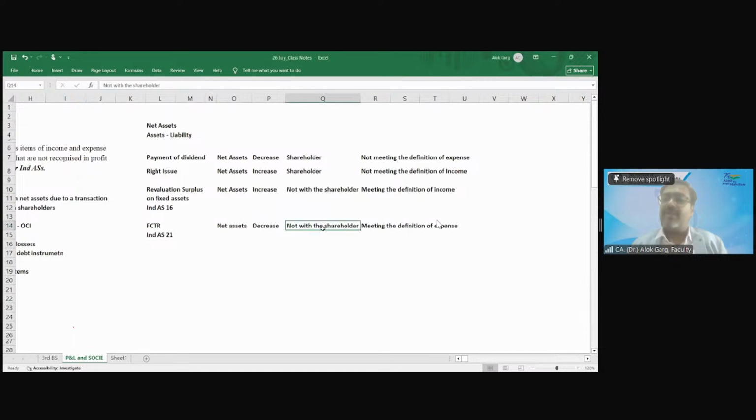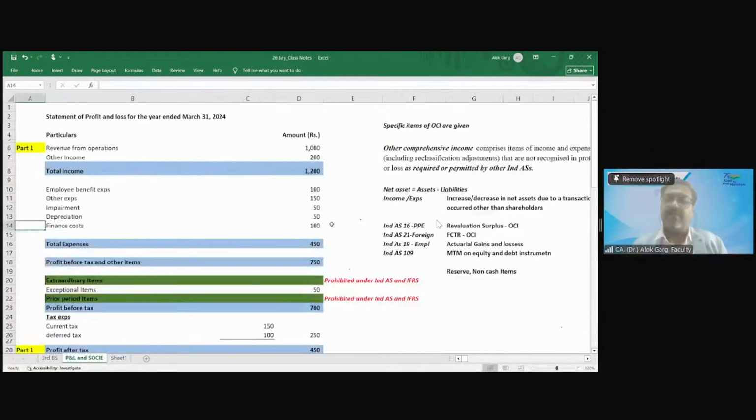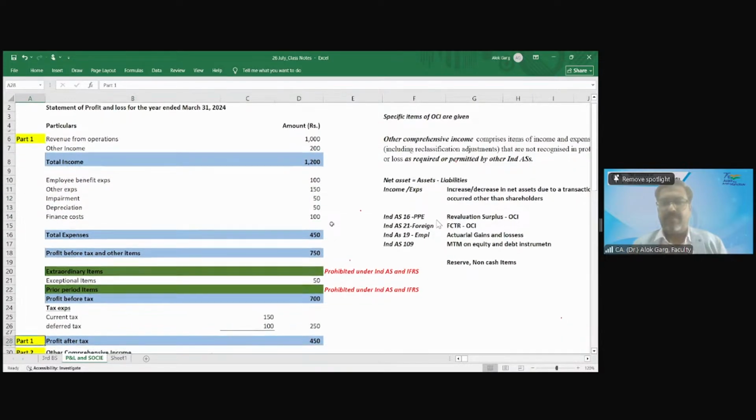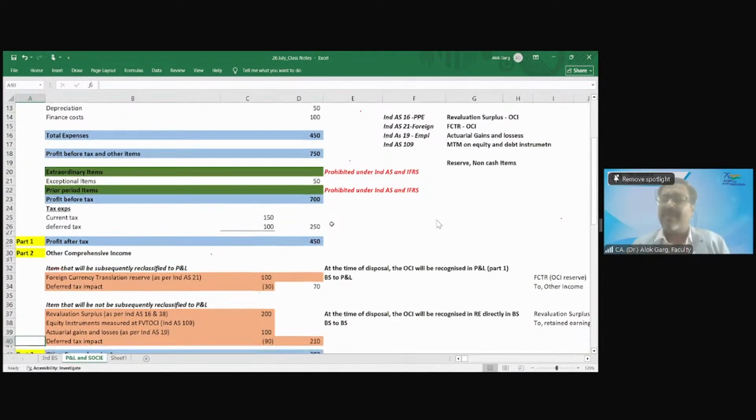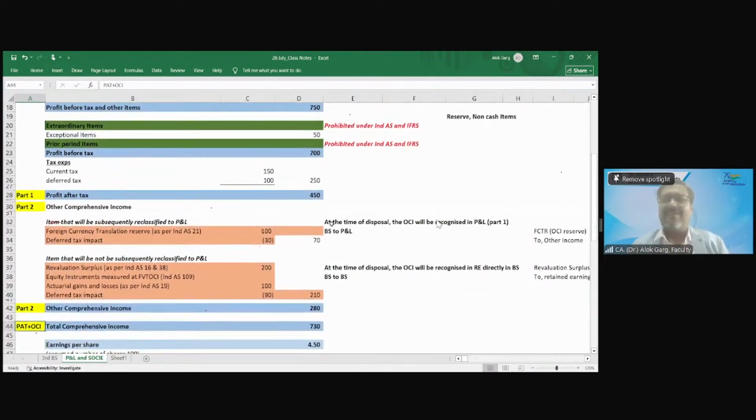So should I show it in part 1 of the P&L, the normal P&L? Should I show it in other expenses, this foreign currency translation reserve? No, no, sir. It should be part of OCI, other comprehensive income. So it is part of the P&L but not part 1 of the P&L, guys. That is why I made part 1 and part 2. Where will this go? This part 2 of the P&L is also part of the P&L. Other comprehensive income is a section of the P&L, the statement of profit and loss.